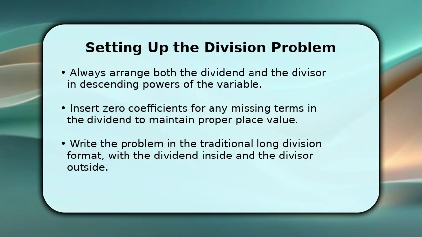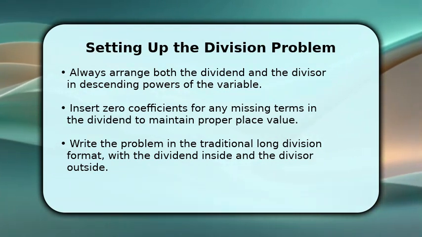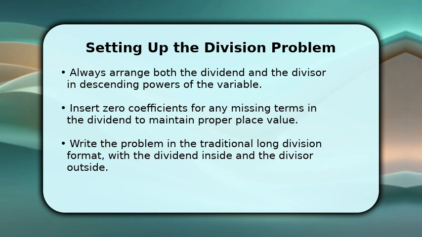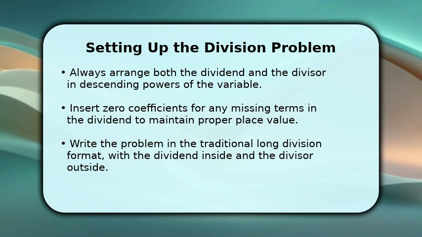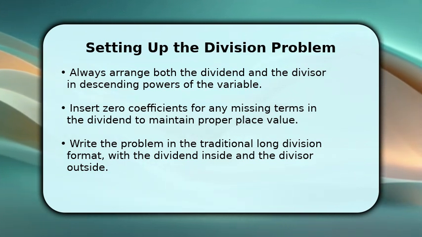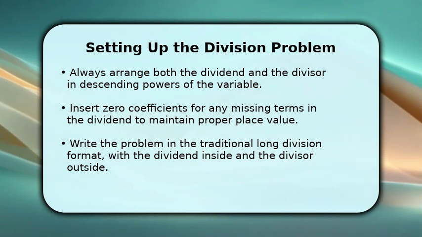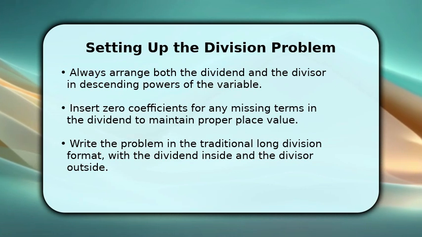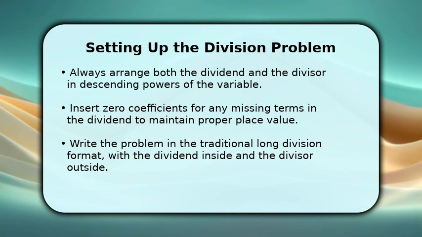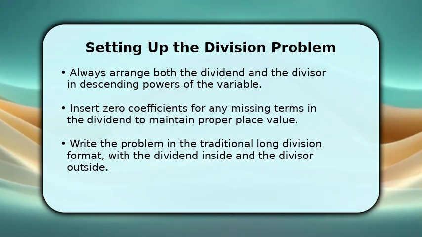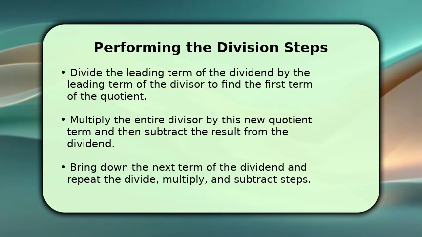Before we begin the actual division, proper setup is crucial. First, ensure both your dividend and divisor are ordered from the highest power of the variable down to the lowest. If your dividend has any missing terms, like an x squared term when you have x cubed and x, you must include a zero coefficient placeholder. For example, write 0x squared. Finally, set up the problem just like a standard long division, with the dividend under the division bar and the divisor to the left. Now let's dive into the iterative process.